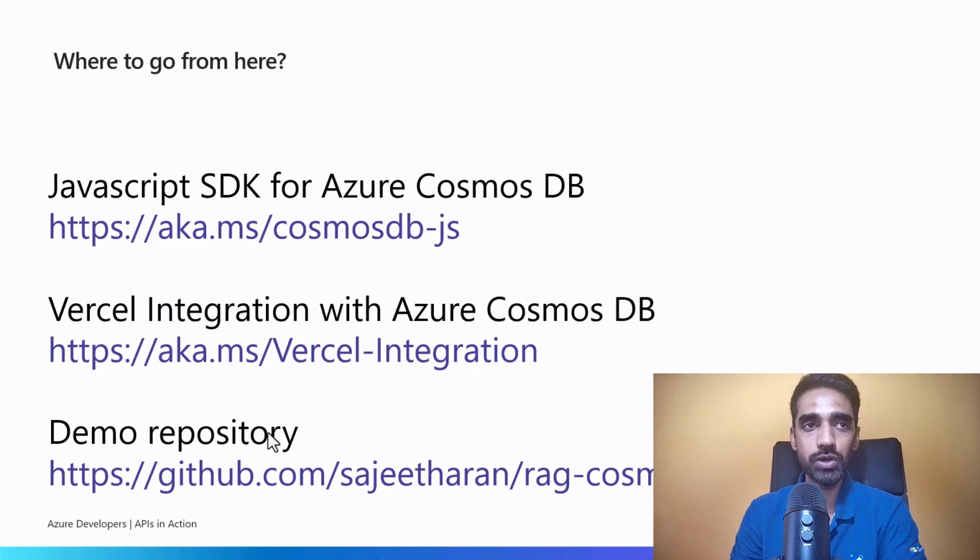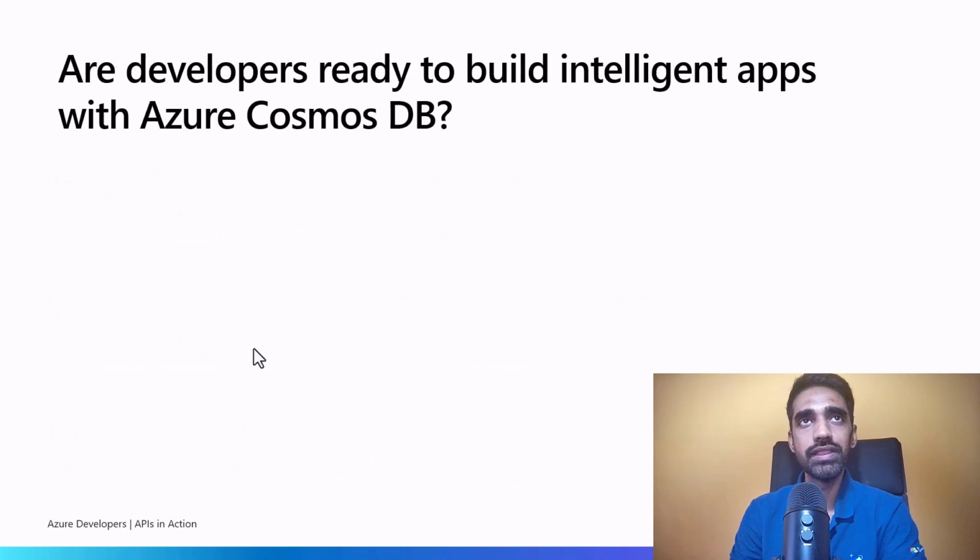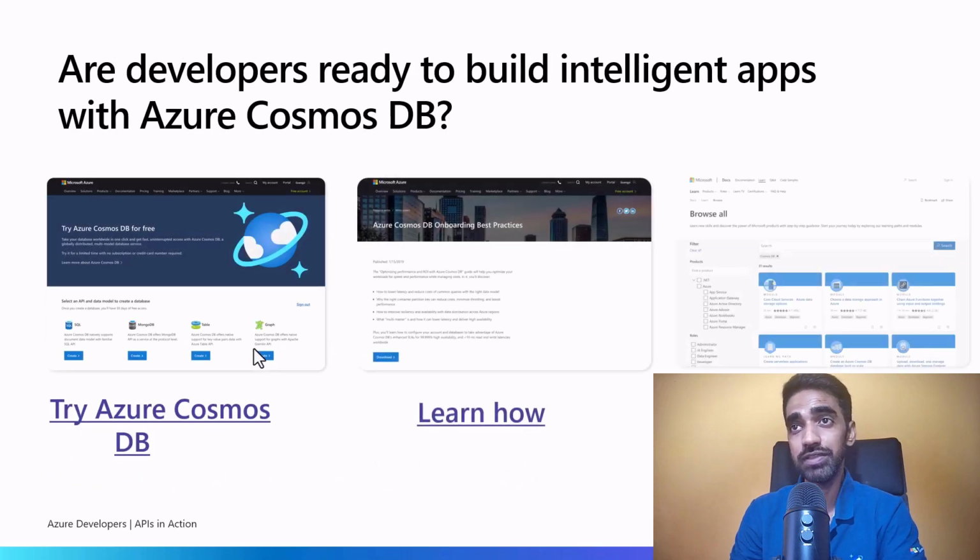And finally, the demo repository is available in this URL. You can create your own templates if you're interested in building new templates for Cosmos DB, and reach out to us. And if you want to deploy your application to Vercel, you can follow the same demo that I showed earlier. With that, I would like to summarize some of the key points.